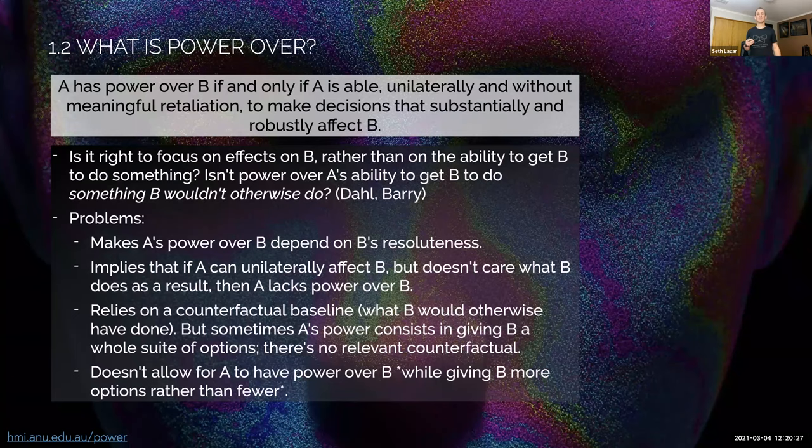Another problem with this view is that it's all about a comparison with a counterfactual baseline. That means it's about getting someone to do something that they wouldn't otherwise do. So you need to be able to say what they would have done in the absence of the powerful agent's intervention. But sometimes our power consists in the fact that we actually structure a whole suite of choices for a person. And it doesn't really make sense to say what they would have done in the absence of that particular intervention.